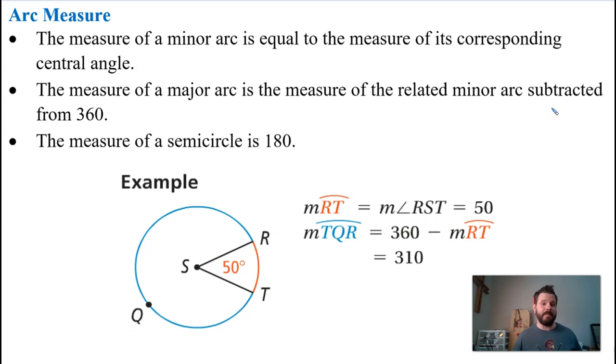Okay, we'll say the measure of a major arc is the measure of the related minor arc subtracted from 360. So in other words, if I want to know what arc TQR is, that'll just be 360 minus this 50. That'll give me this other central angle. So again, with arc measures, we're talking angles. Last thing, the measure of a semicircle is just 180. Half the circle is 180. That's a little trick we can use there.